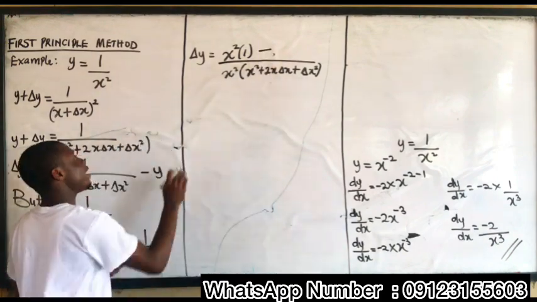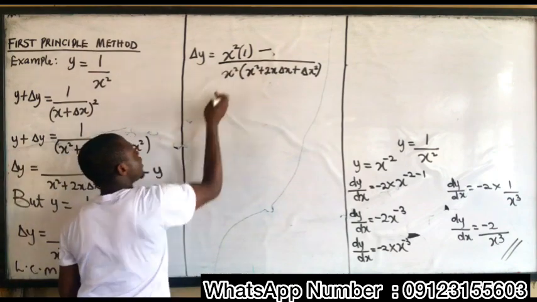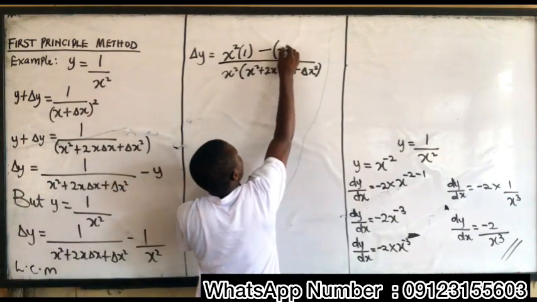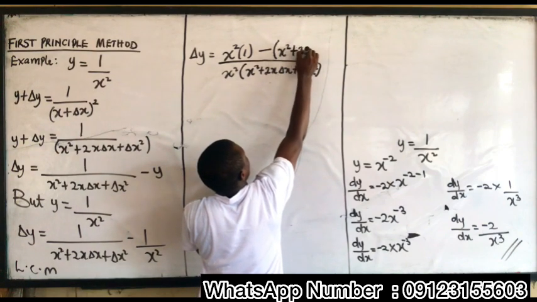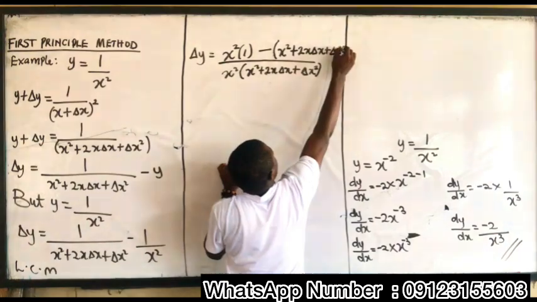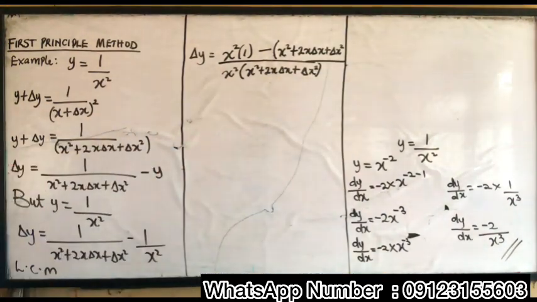Minus, if I divide all this by only this, I'll be left with what? This cancels out to what? This. I'm left with all this term, so x squared plus 2x change in x plus change in x squared. I have all this, right? So what do I do at this point?